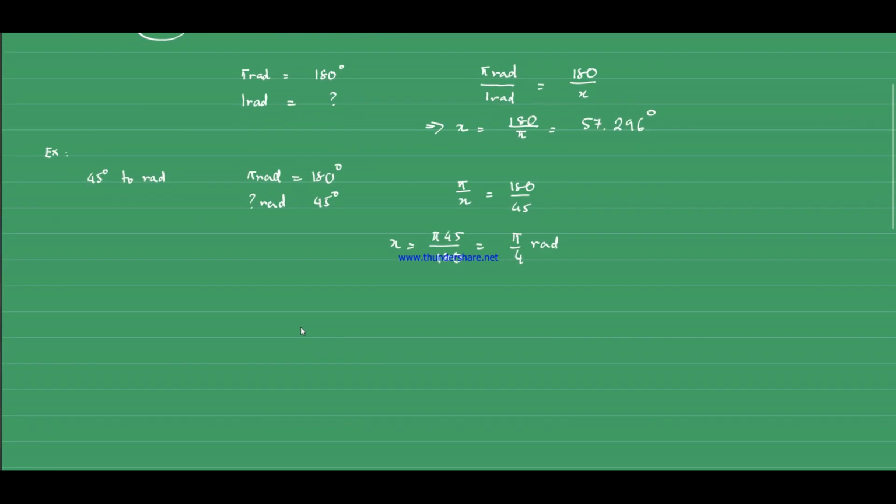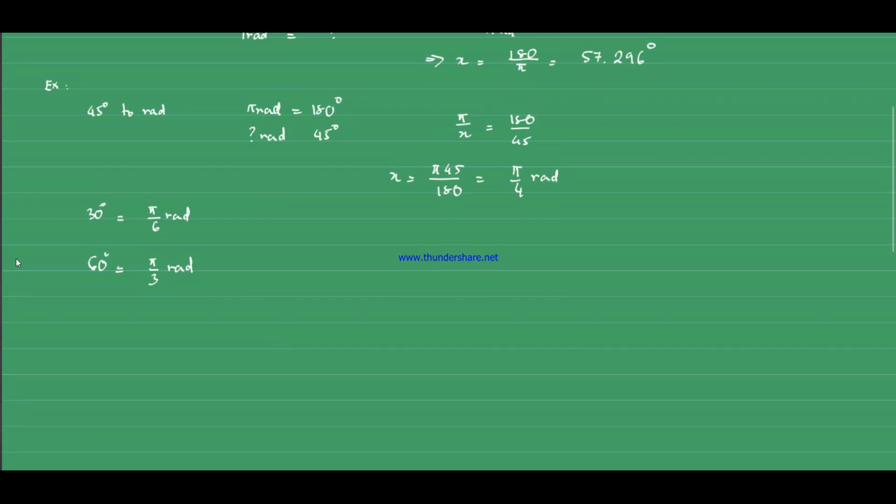If you apply the same logic, we end up with 30 degrees being pi over 6 radian, 60 degrees being pi over 3 radian, and so on and so on.